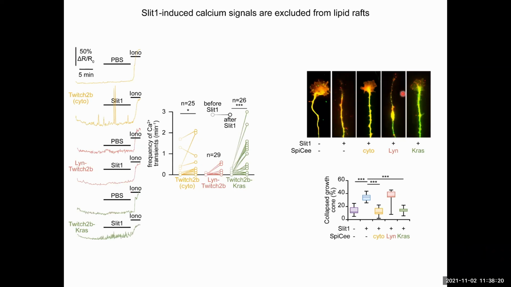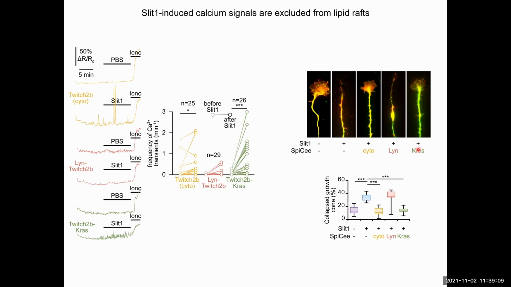For calcium, it's exactly the same story. We again use a soluble sensor, a lipid raft targeted sensor, or a lipid raft excluded sensor. The soluble sensor detected, downstream of SLIT1, an elevation of calcium transient frequency. So that's the entire cell. This increase in the frequency of calcium transients was not detected by Lyn-GCaMP 2B, the sensor targeted to lipid raft, but it was detected outside lipid raft. So once again, the signal downstream of SLIT is outside lipid raft, not inside.